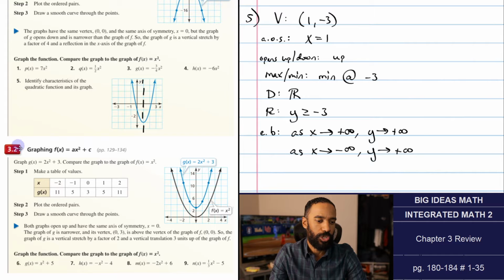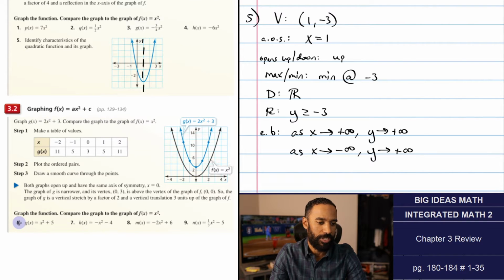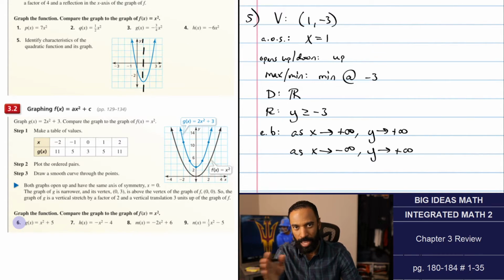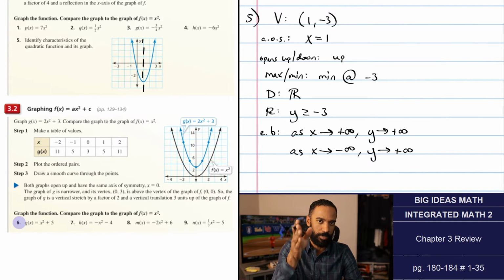Now we go to section 3.2, where we get to do ax squared plus c. That means there can be vertical translations. Our axis of symmetry will still be on the x-axis here. That means no change in x on the vertex this way, but we will be able to change up and down.